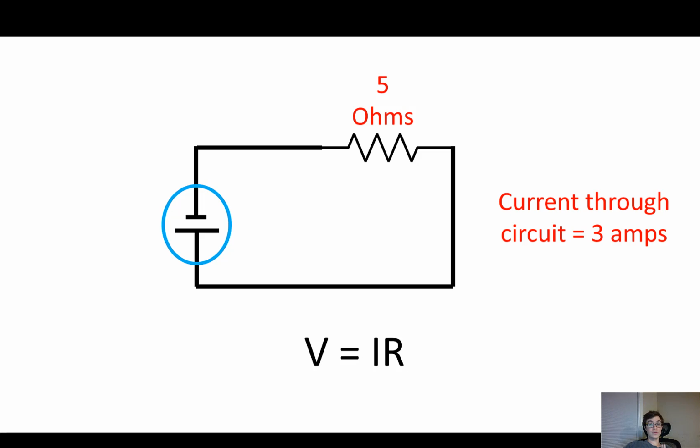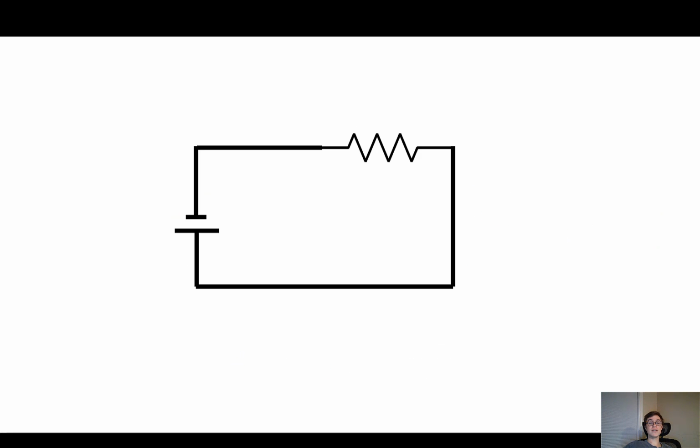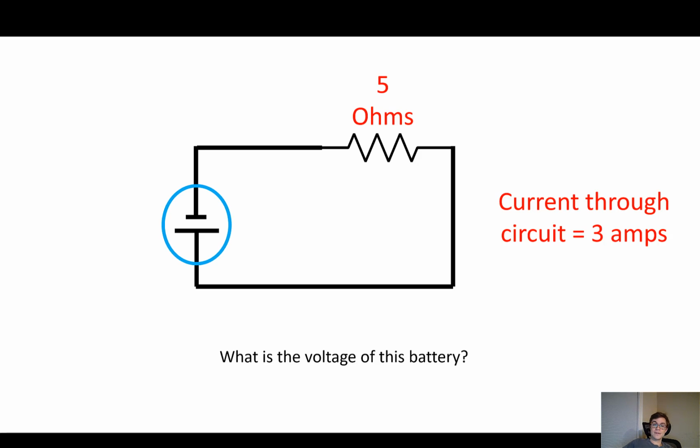I have one more little note actually. So right here I have one battery and then one resistor. If I had other resistors set up, maybe in series or in parallel, I might have to take some other steps to solve these problems. But with one resistor, it's really easy. The voltage of the battery equals the current through the circuit times the resistance of the resistor. And that's it.